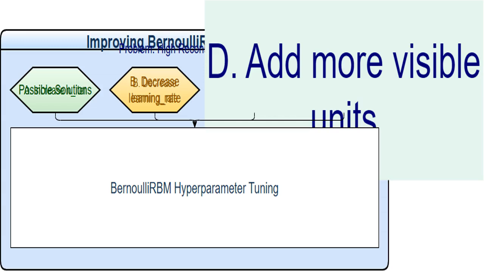The number of visible units should correspond to the dimensions of the input data. If the reconstruction error is high despite sufficient hidden units, adding more visible units won't resolve the core issue. It would only be relevant if the current number of visible units was incorrectly set, meaning it doesn't match the dimensionality of the input data.